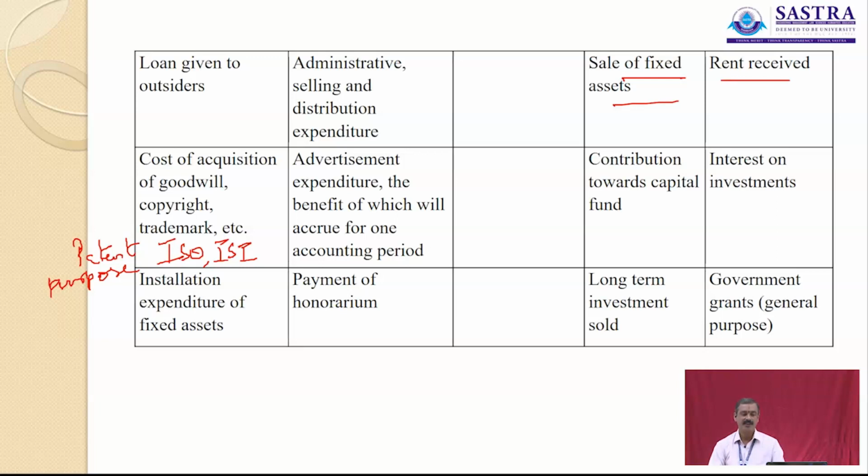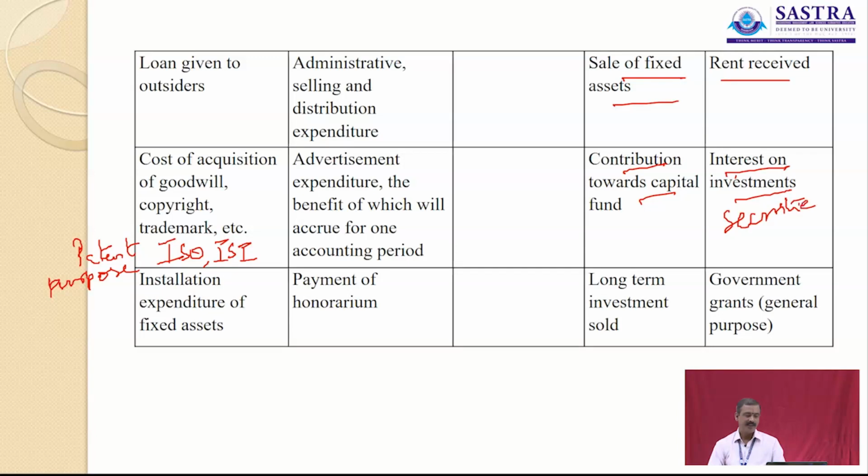The advertisement expenditure, the benefit of which will accrue for one accounting period, not more than one accounting period, will be treated as revenue expenditure. The contribution towards the capital fund and the interest on investments respectively come under the capital receipt and revenue receipt. The contribution towards the capital fund increases the amount of capital fund, or the additional capital raised, and may be known as the capital receipt. The interest on investments in some other securities of an organization will be treated as the revenue receipt.